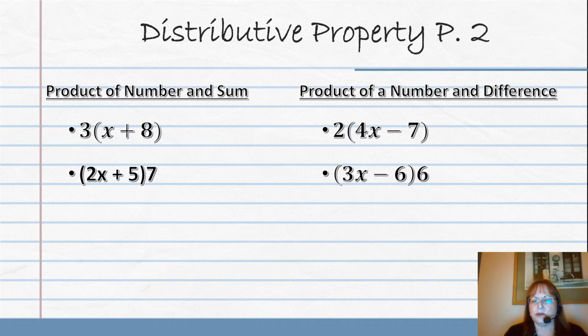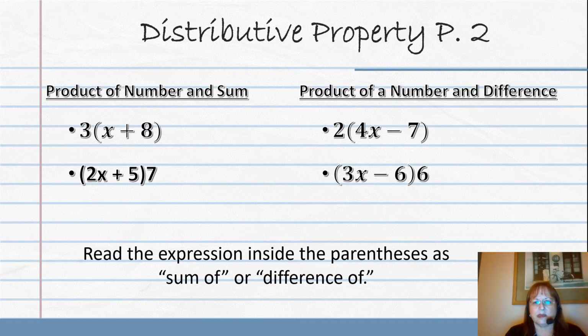The second column has the product of a number and a difference. We have 2 times the difference of 4x and 7, or 2 times the quantity 4x minus 7. Both of those are okay. The second example, the difference of 3x and 6 times 6. So again, read the expression inside the parentheses as the sum of or the difference of.